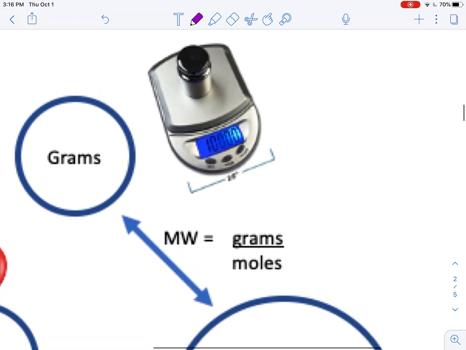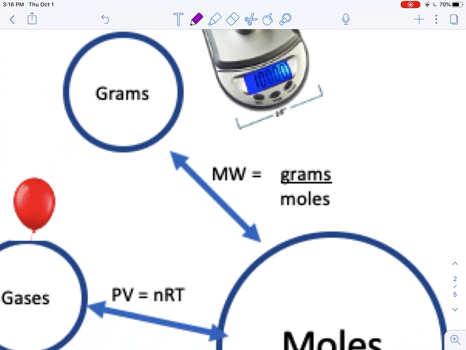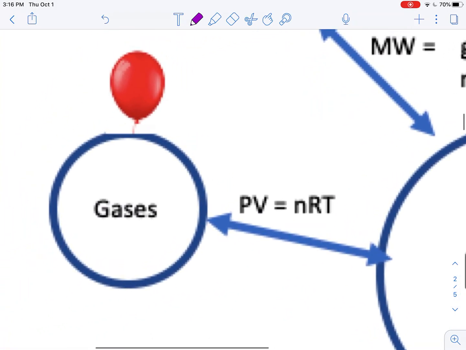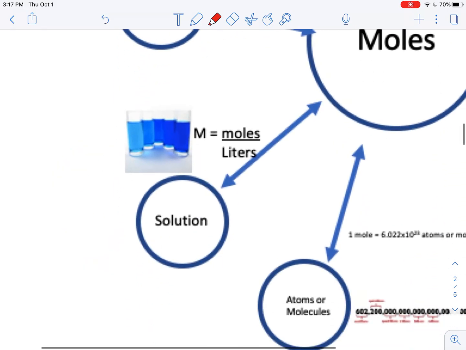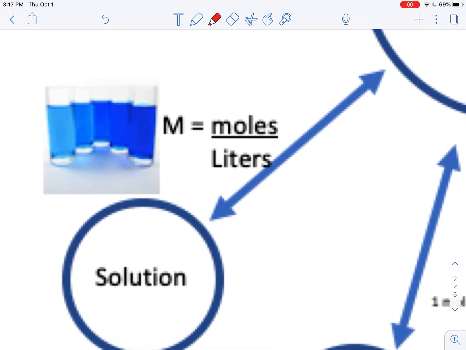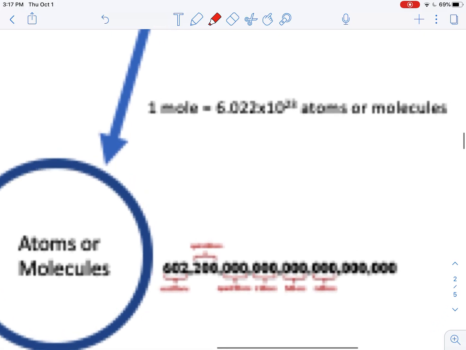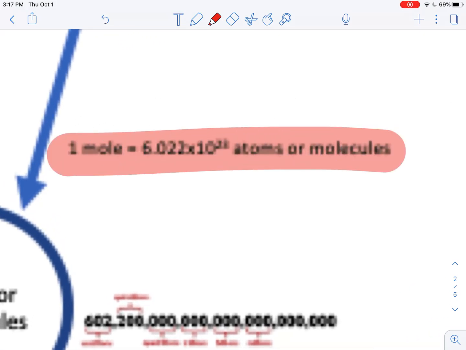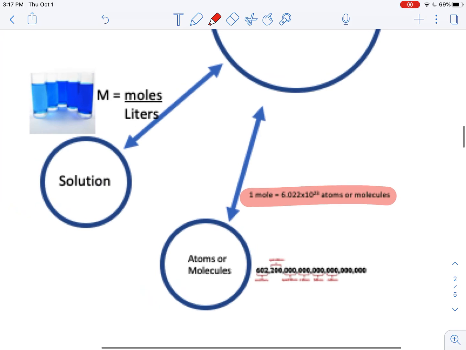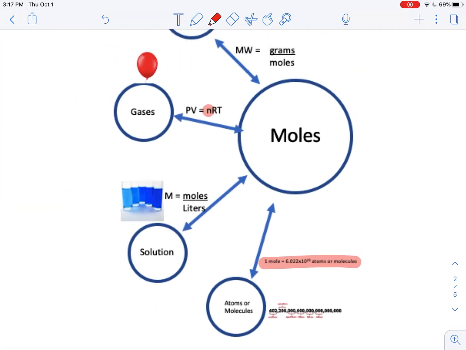Maybe if I have a pure substance that's a solid or a liquid, I can just put it on the scale and get the grams of it. However, maybe it's a gas. We've learned all about gas laws. And so if it's a gas, I can use PV equals nRT because I can get the moles from n. Maybe it's a solution. And if it's a solution, then I need to know what the molarity is, the big M, because that's going to get me moles per liter. Maybe I can get moles that way. Or maybe I know what the number of atoms or molecules are, and I can take advantage of the fact that 1 mole is equal to 6.022 times 10 to the 23rd atoms or molecules that's there, right?